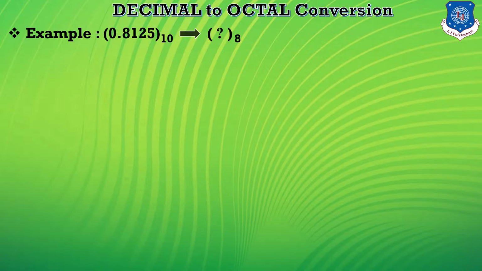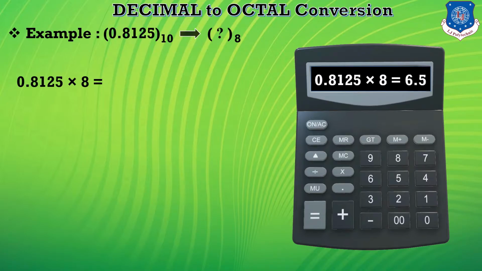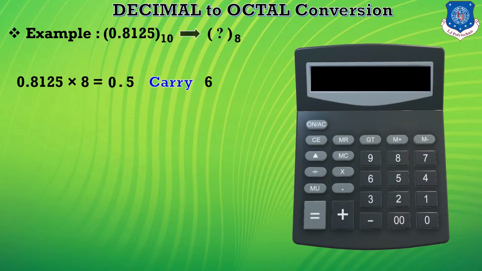Make sure that for decimal to octal conversion of a fractional number, we have to follow multiplication with the base or radix. Here for our reference we use a calculator. Now 0.8125 is multiplied with the base or radix of the octal number, 8. So we get the answer 6.5. Amongst this 6.5, 6 is considered as a carry. So the remaining term becomes 0.5.